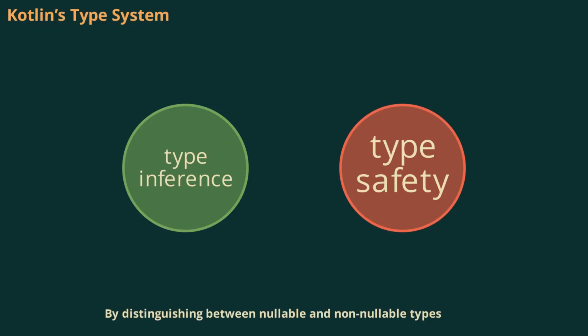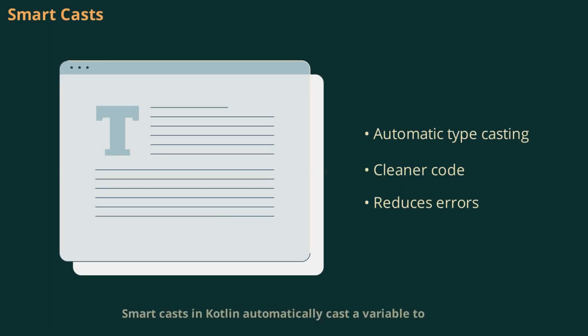By distinguishing between nullable and non-nullable types, Kotlin prevents common runtime errors. Type inference allows the compiler to automatically determine the type of a variable based on its value, reducing the need for explicit declarations. This system makes your code safer and easier to read, helping you avoid mistakes and write more robust programs.